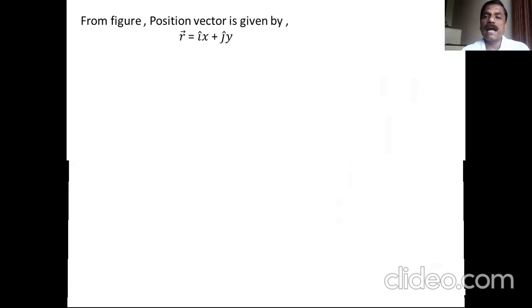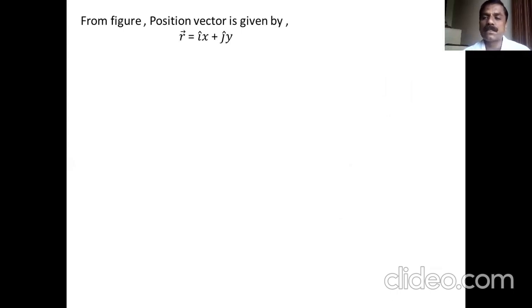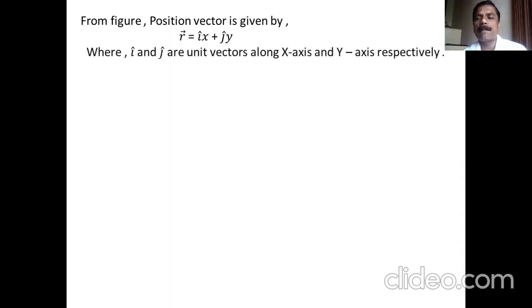It is given as i cap x plus j cap y, because the coordinates at point P are given as x and y. Now i cap and j cap are the unit vectors along the x and y axis. This we have already seen in the case of scalars and vectors.